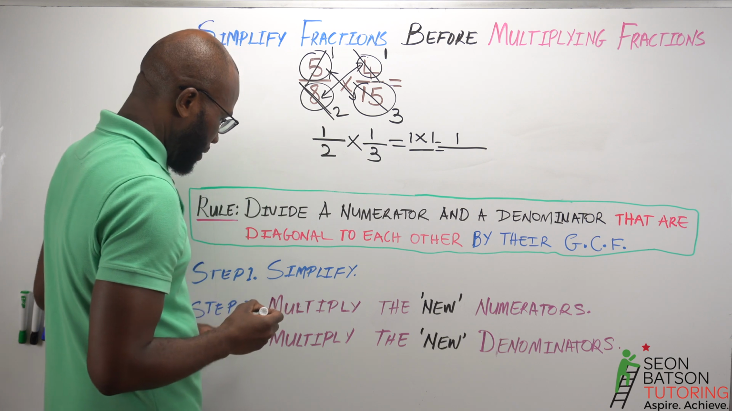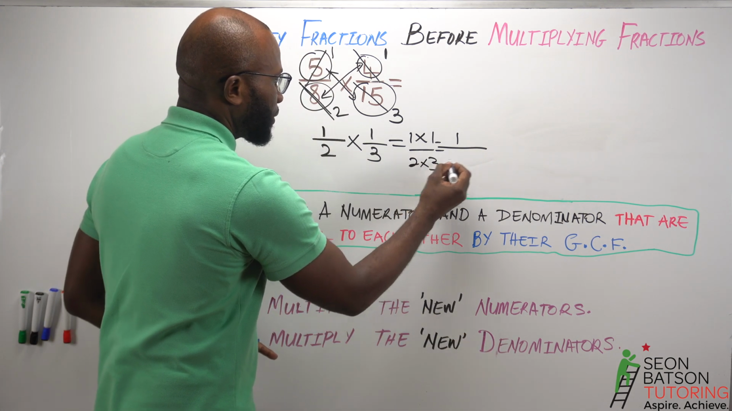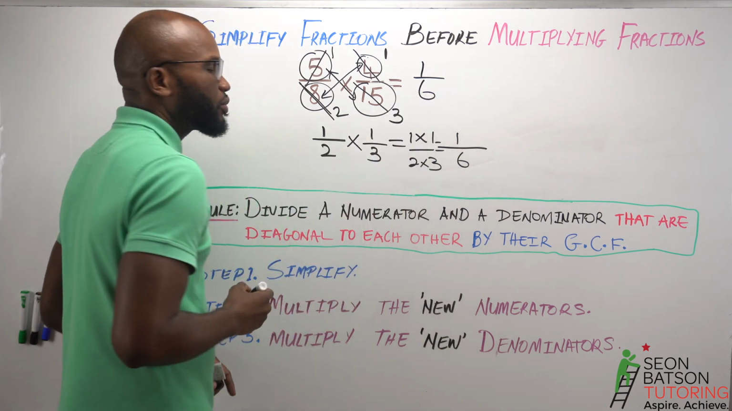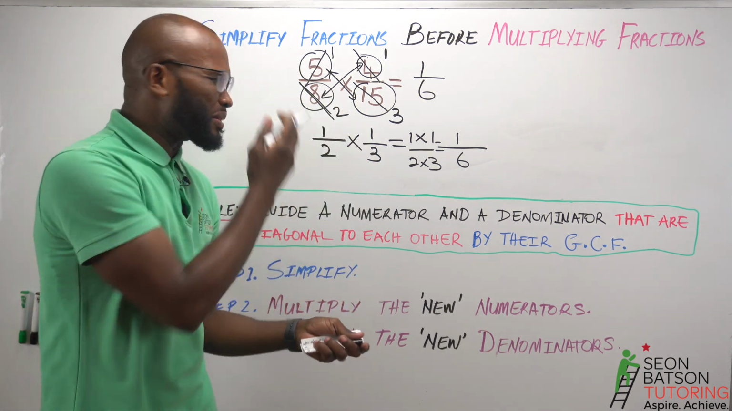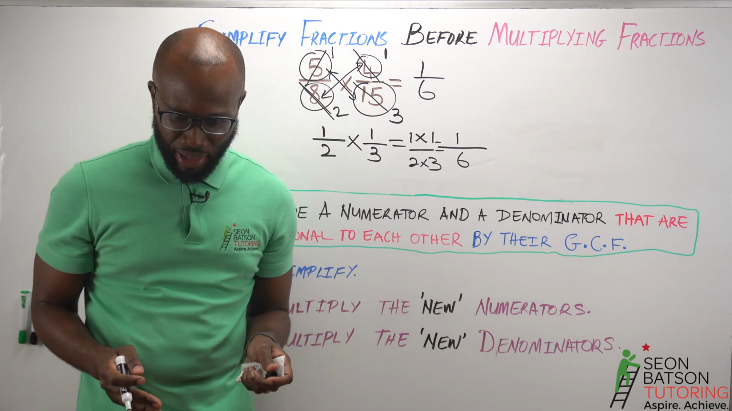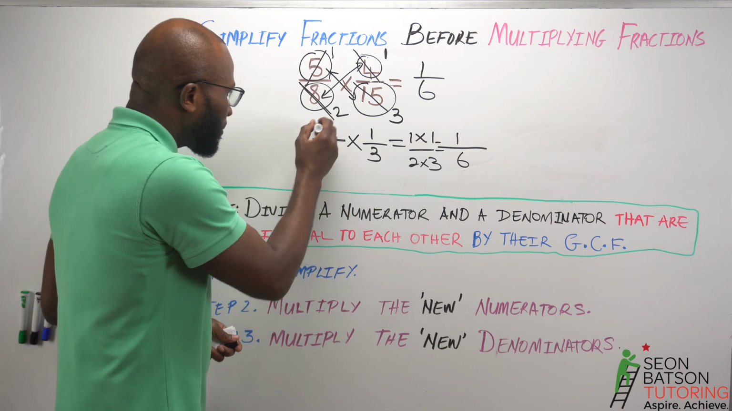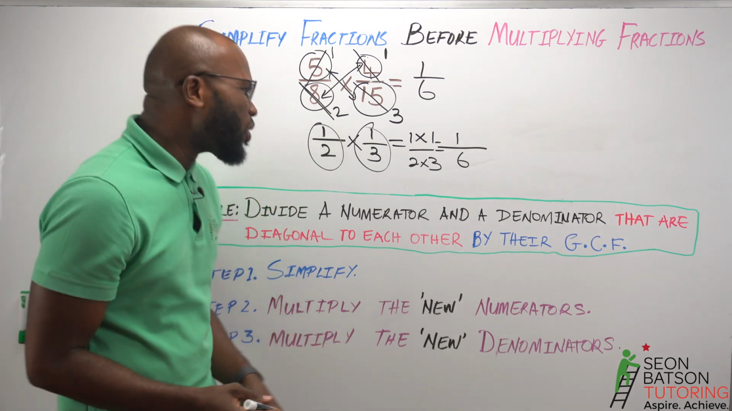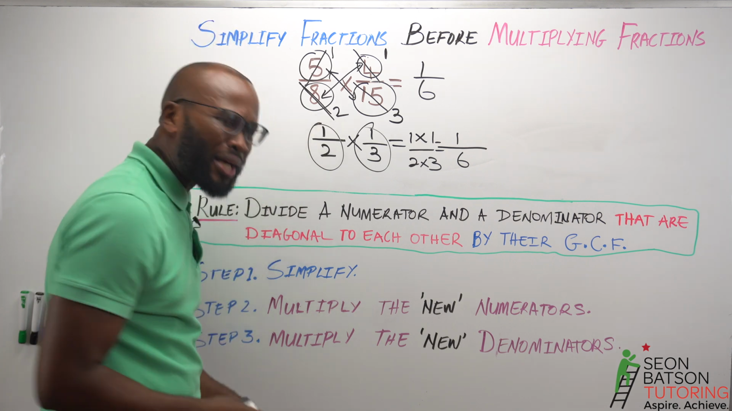And then we will multiply the new denominators. 2 times 3 will give us 6. So our final answer is 1/6. How is that? I know you were saying, man, that looks like a lot of time. Don't worry with the timing. The purpose of simplifying is to multiply small numbers. Yes, that's the goal. That's the plan. To multiply numbers that are as small as possible.